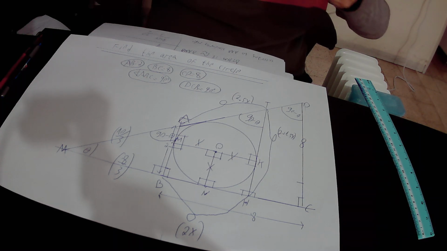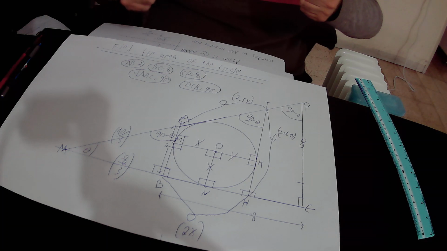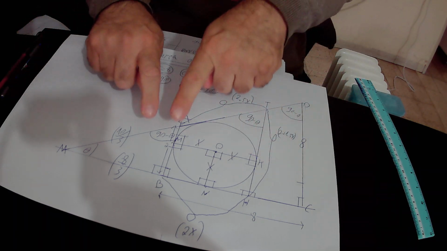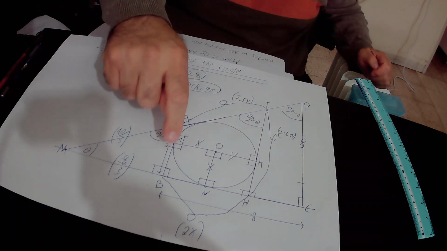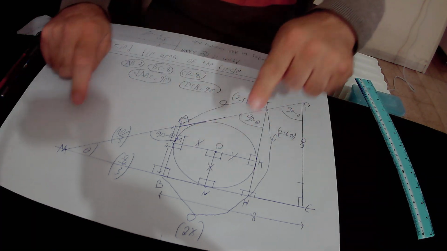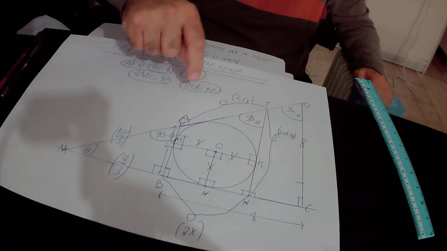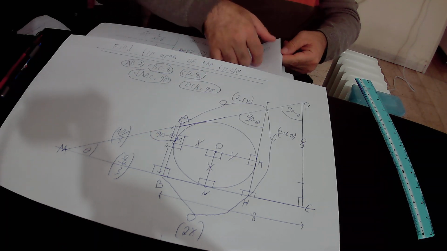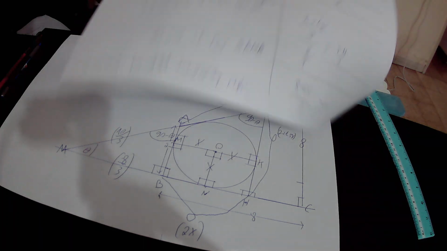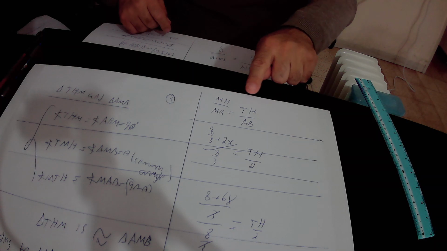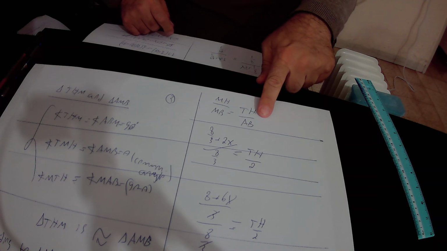And from the fact that those two right triangles are similar to each other, we derive that the following relationship exists between their sides. MH in the big triangle over MB in the small triangle equals TH in the big triangle over AB in the small triangle. I repeat again: MH over MB equals TH over AB.